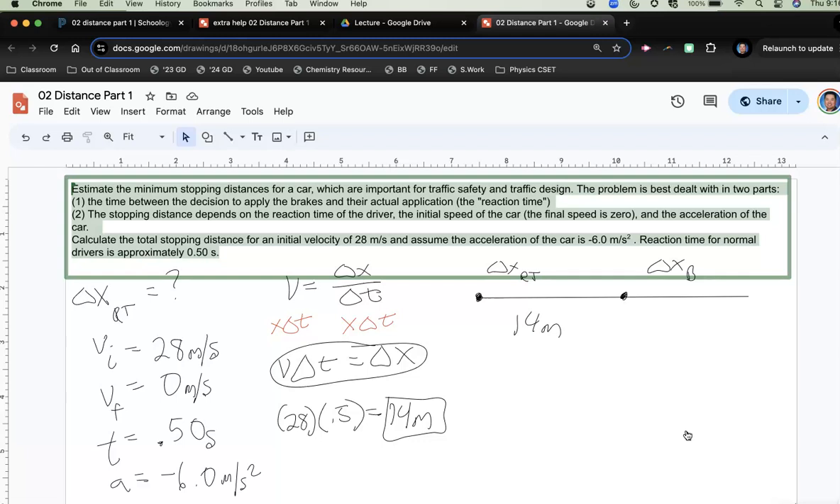Because that's the equation. The equation is XF equals XI plus VIT plus half times AT squared.